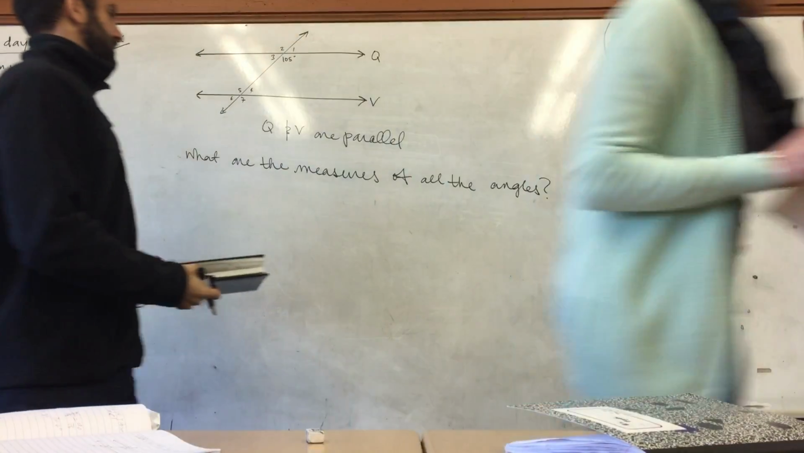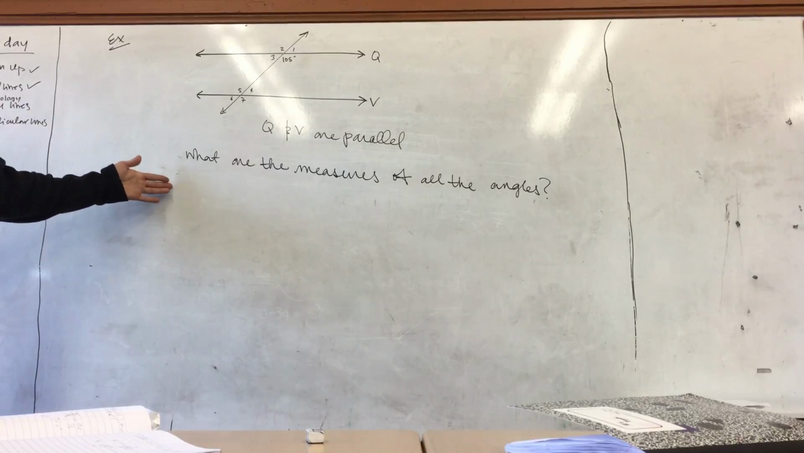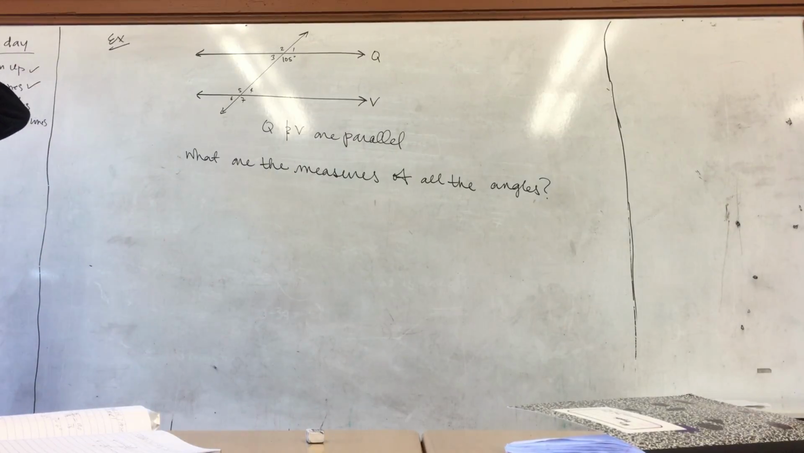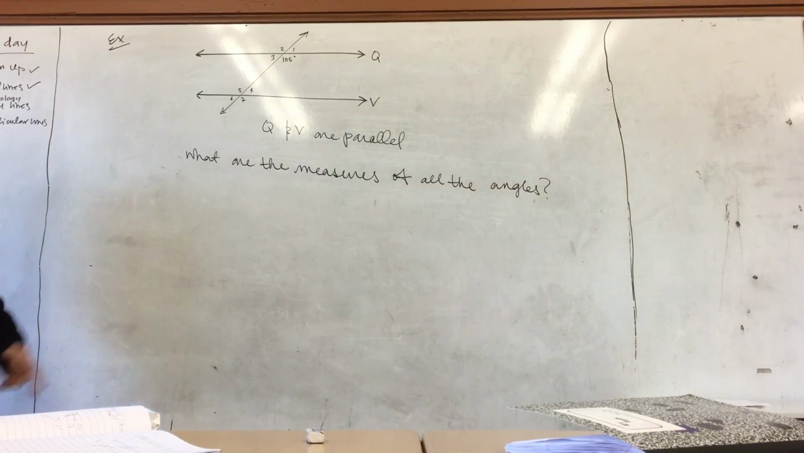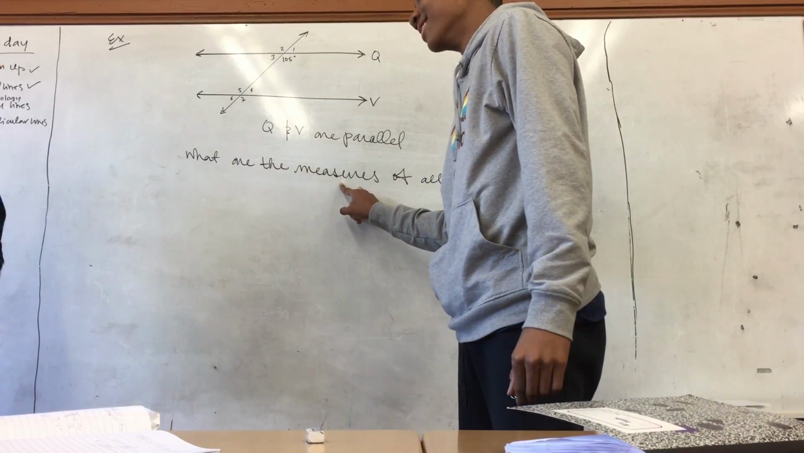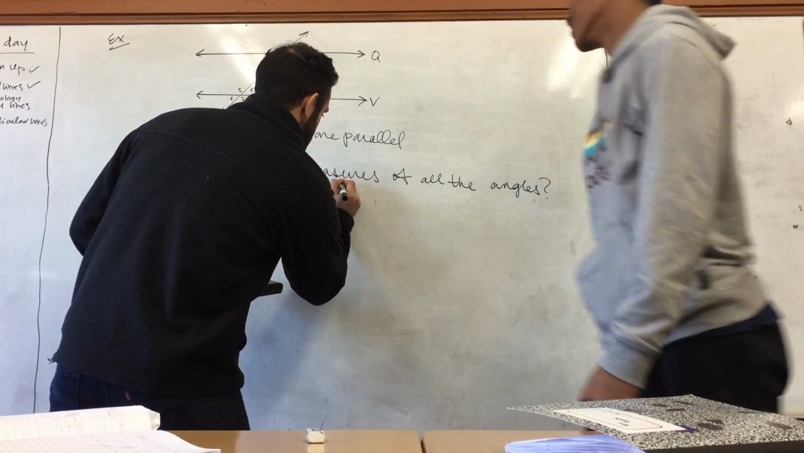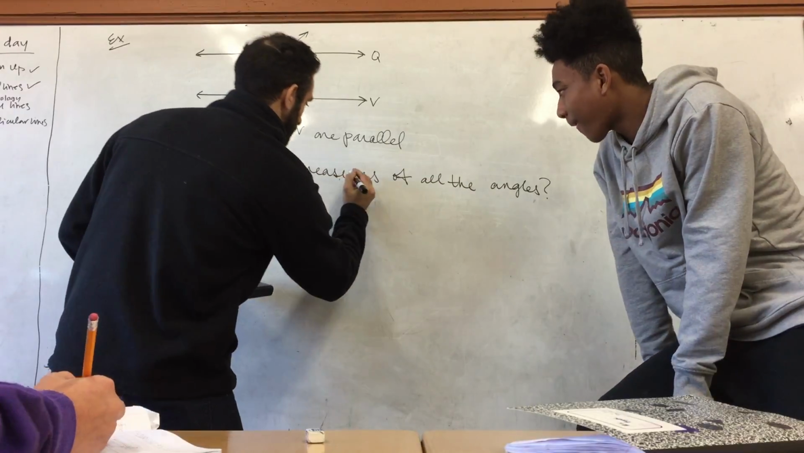Okay, there you go, all cursive. Can you read that? It's a lot easier to read, isn't it? What are the measures of all the angles? See, my cursive is so much better. It looks like there's 3 U's here. There aren't 3 U's, there's 1 U. That's the R.